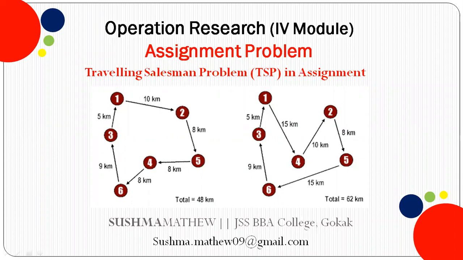a square matrix, up to order of matrix 6. So if you have a 6 rows and 6 columns matrix, then we can apply the assignment problem for that traveling salesman problem. The same steps are followed as in assignment solutions: row reduction, column reduction, assignment and all.